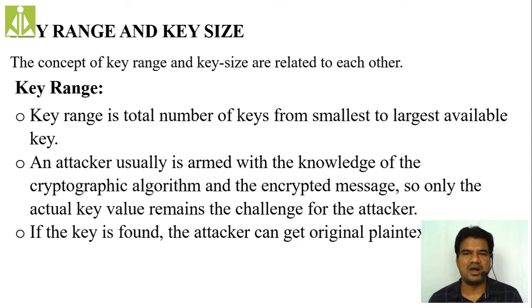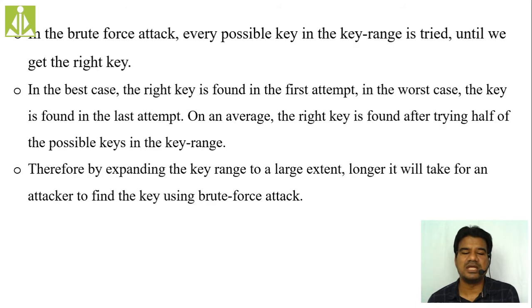If the key is found, how is he going to find the key? By making use of the ciphertext and the cryptographic algorithm, he tries to find the key. Once the key is found, the attacker can get the original message, because he already has the algorithm as well as the ciphertext. Only the key is missing. If he gets the key, he will simply apply that key with the ciphertext and perform the encryption algorithm in reverse order to gain the plain text. Hopefully you got this. So this is how the key range helps the attacker.